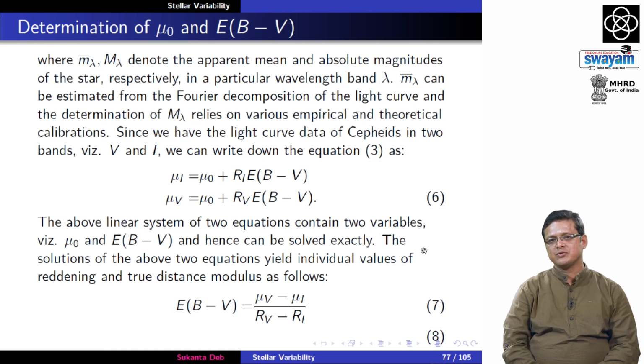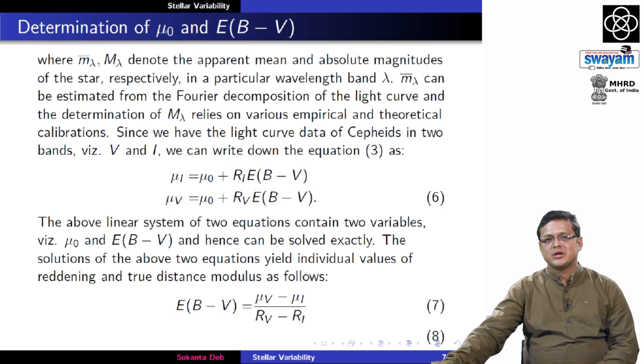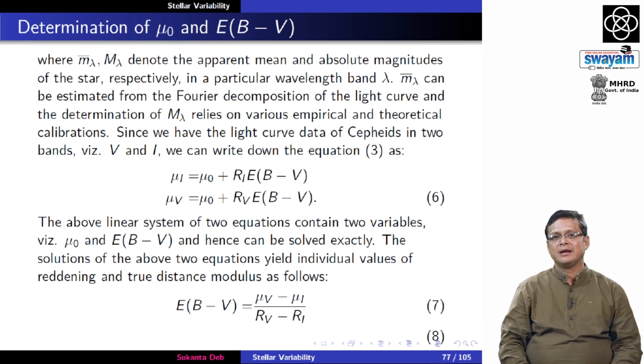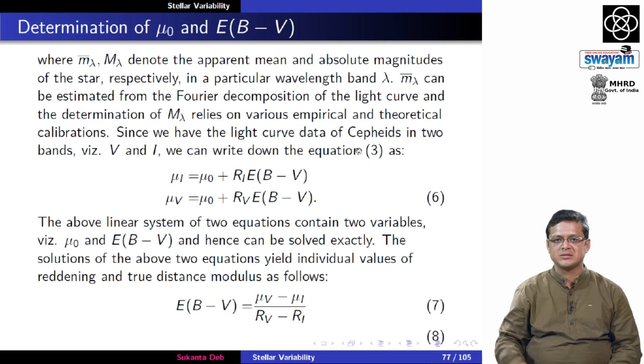Since we have the light curve data of Cepheids in two bands, let us say we have data in the V visual band and infrared I band, we can write down the above equation as mu I is equal to mu naught plus R I E(B minus V), mu V is equal to mu naught plus R V E(B minus V). Now, the two linear equations contain two variables, namely mu 0 and E(B minus V), and hence they can be solved exactly. The solution of the above two equations yields individual values of reddening and true distance modulus as follows: E(B minus V) is equal to mu V minus mu I divided by R V minus R I.